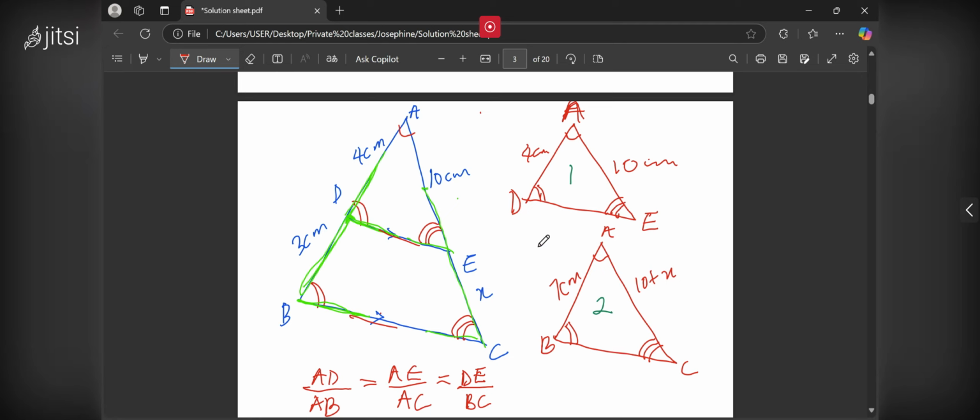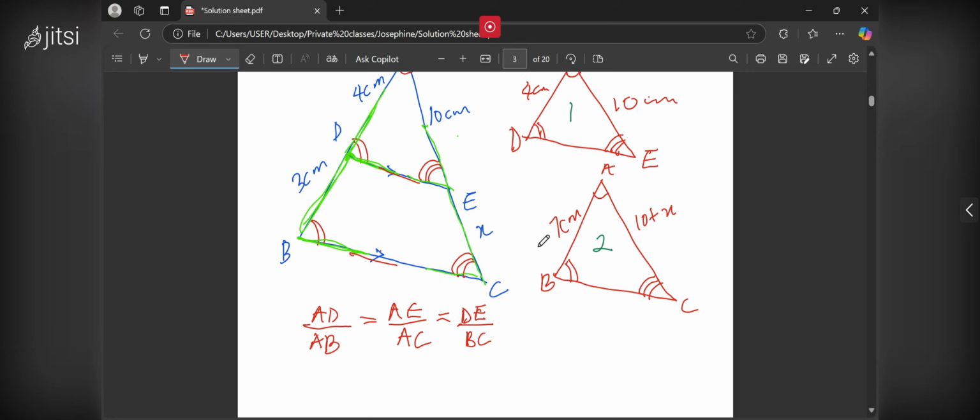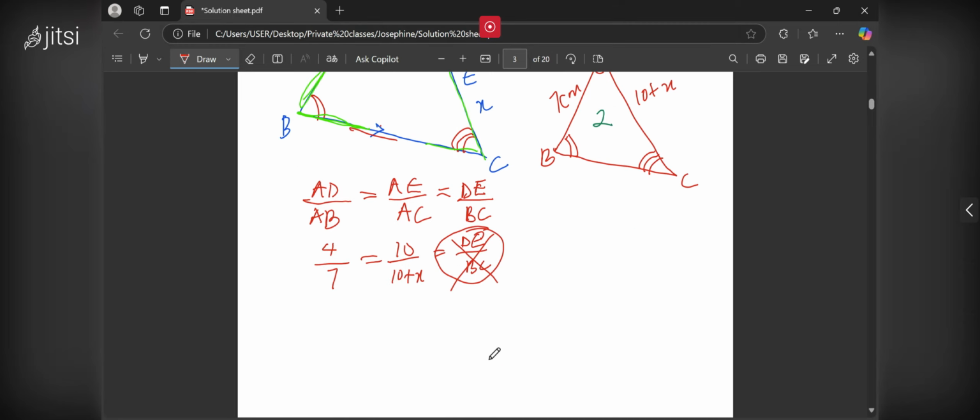The next part is to put in the values of the ratios. AD is 4 centimeters and AB is 7 centimeters, equals AE is 10 centimeters and AC is 10 plus x. We don't know the value of DE, and DE is DE and BC is BC, so we are not making use of this one. I'll cancel it out. From here we have an equation involving fractions, so we solve for the value of x.